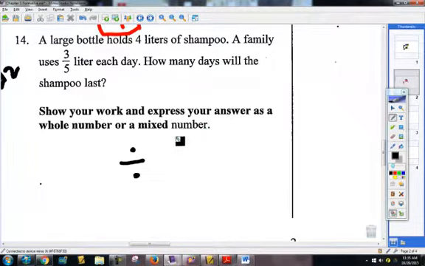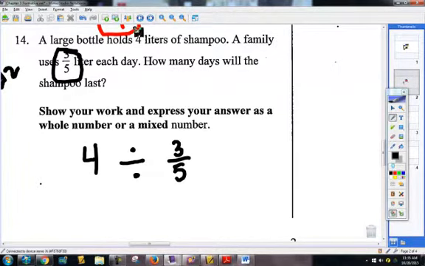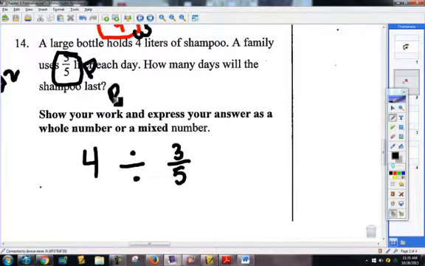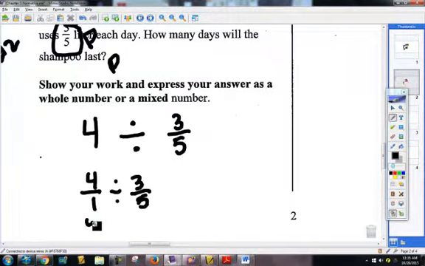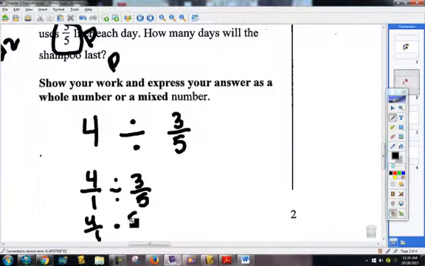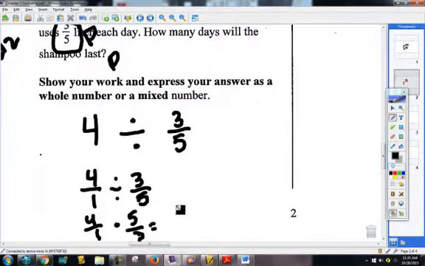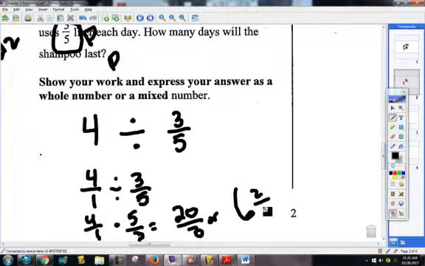4 is being divided, right, everybody? Because you're taking that shampoo bottle, how much it holds, and you're dividing it because that's how much they use each day. Remember, whole divided by part is going to give us another part, right? So how many steps would I require here? 2. So that's going to be 4/1 divided by 3/5. So I'm going to make that 4/1 times 5/3, and I'm going to get 20/3, which equals 6 2/3.